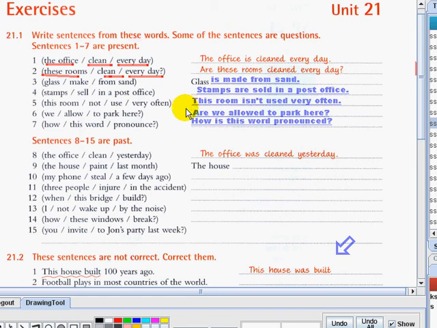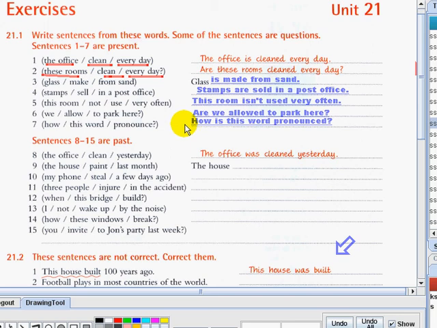Alright. Next, are we allowed to park here? If you got the same answer too, then put a check on your paper. Next, how is this word pronounced? Again, if you have the same answer, then put another mark. Alright, you got this one perfect.